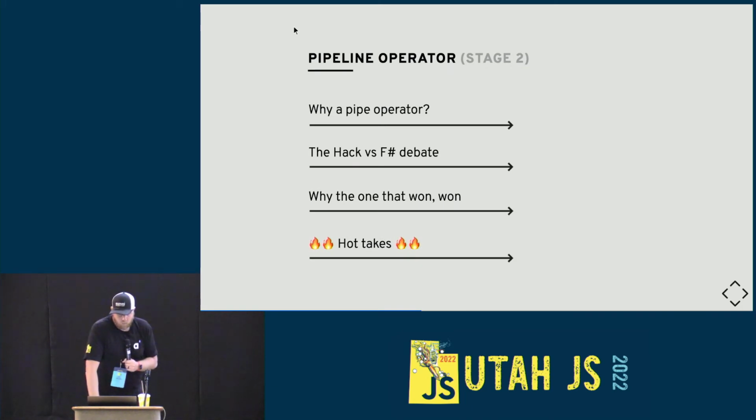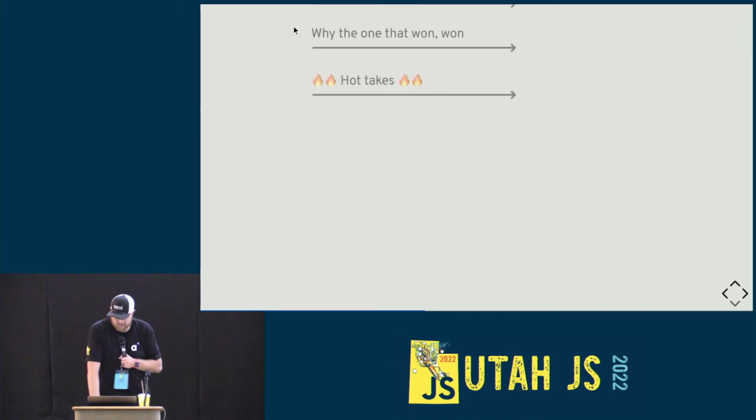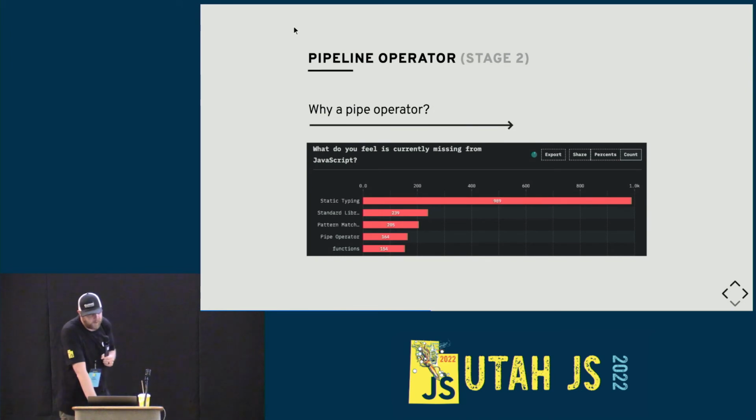We're going to talk about why a pipe operator. We're going to talk about the two competing syntaxes for the pipeline operator, the hack versus the F# debate. We'll talk a little bit about the one that won and why the one that won. And then I'm going to give you a few hot takes on that. So why a pipe operator?